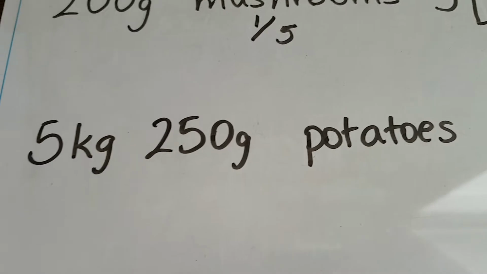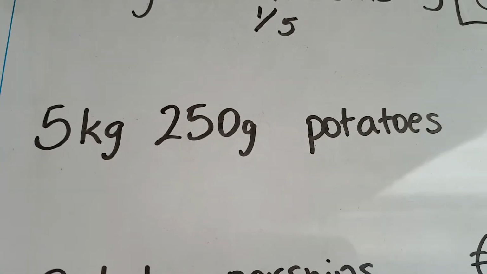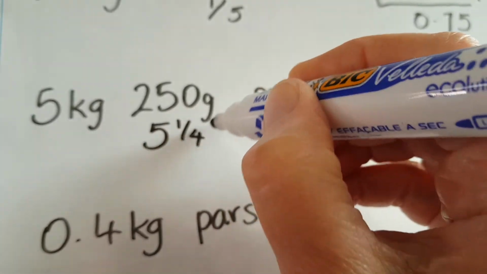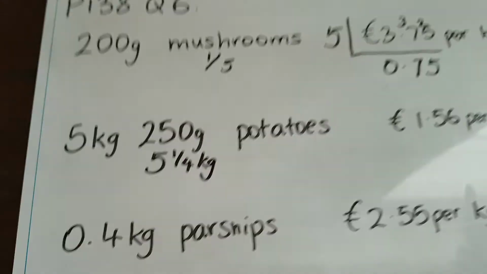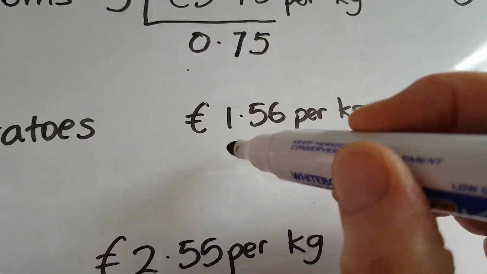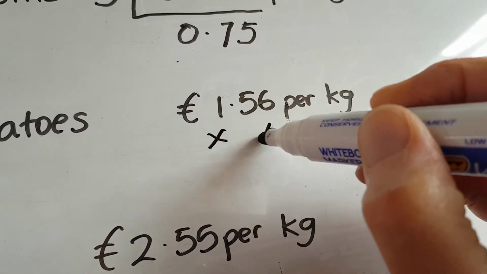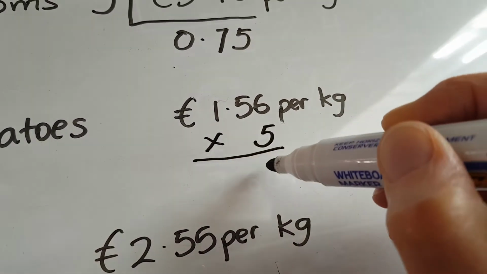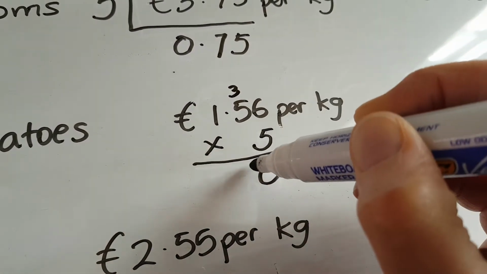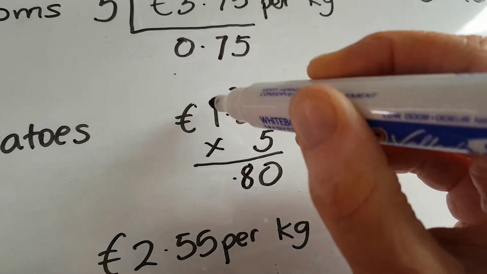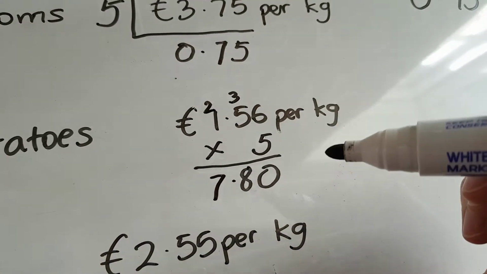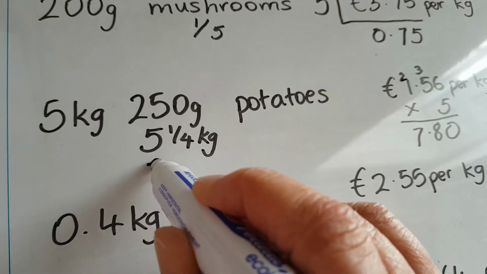Okay, the next one she bought was 5 kilograms and 250 grams of potatoes. So that's the same as 5 1/4 kilograms. So it's very easy to find. There's my price per kilogram. So if I want to find 5 kilograms, I could just multiply it by 5. 6 5s are 30. Carry the 3. 5 5s are 25. And 3 is 28. 5 1s are 5 and 2 is 7. That's my 5 kilograms.